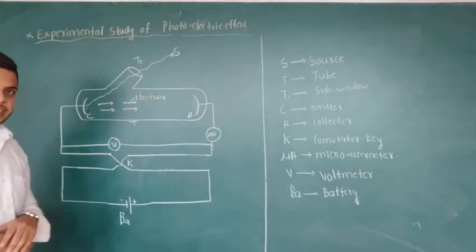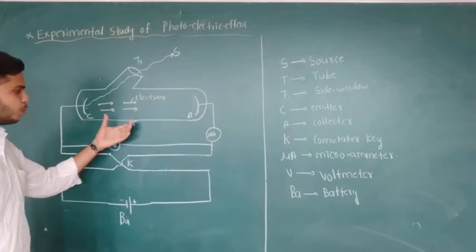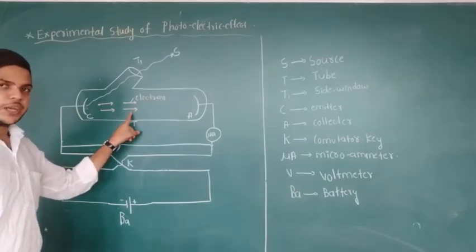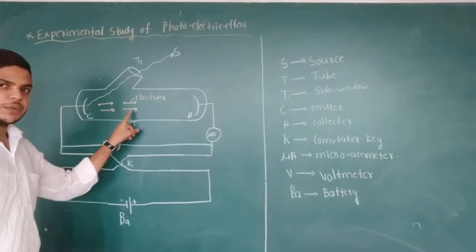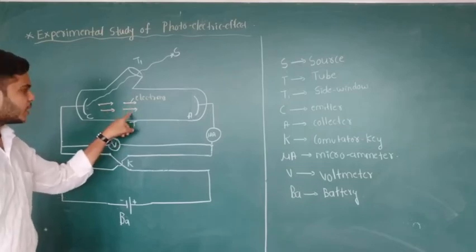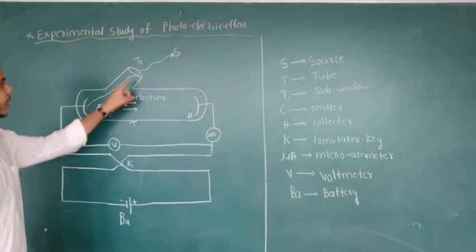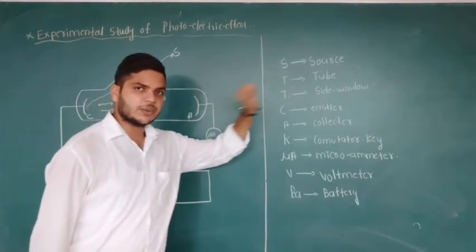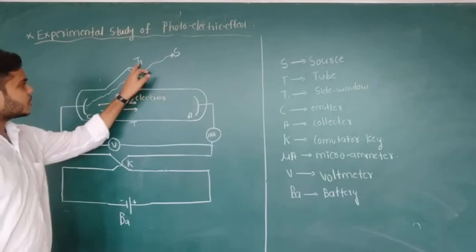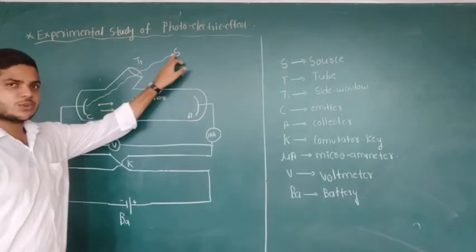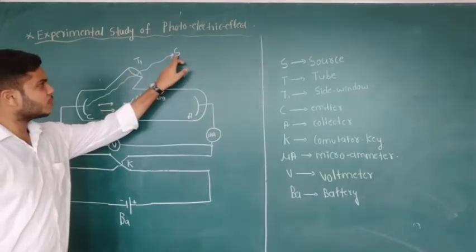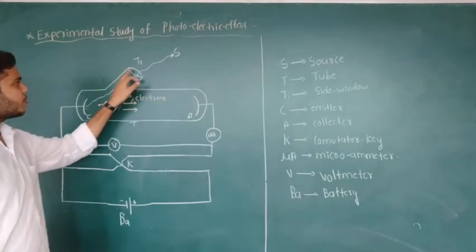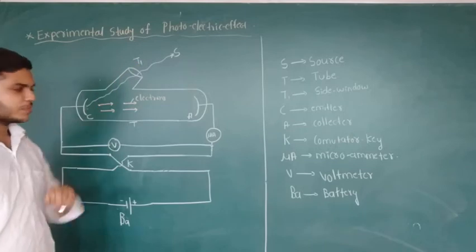This apparatus consists of one glass tube T. T is the glass tube which is evacuated, meaning there is no air medium present inside the tube, and it has a side window T1. Through this side window T1, S is the source. From this source, we are getting the radiation. The radiation is coming through the side window T1.